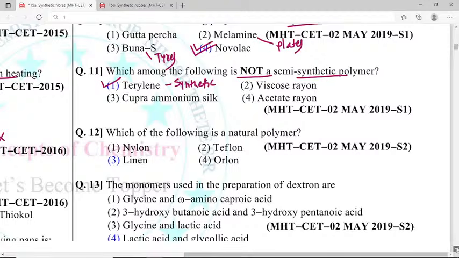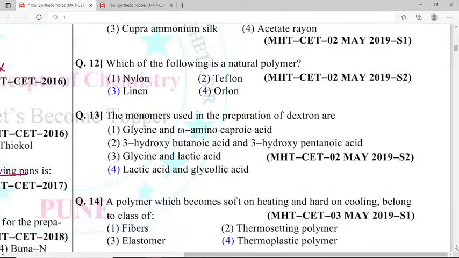Next question: which of the following is a natural polymer? The natural polymer is linen. Linen is a natural polymer. Nylon, Teflon and Orlon are synthetic polymers. The monomers used in the preparation of dextran, which is very important, are lactic acid and glycolic acid.